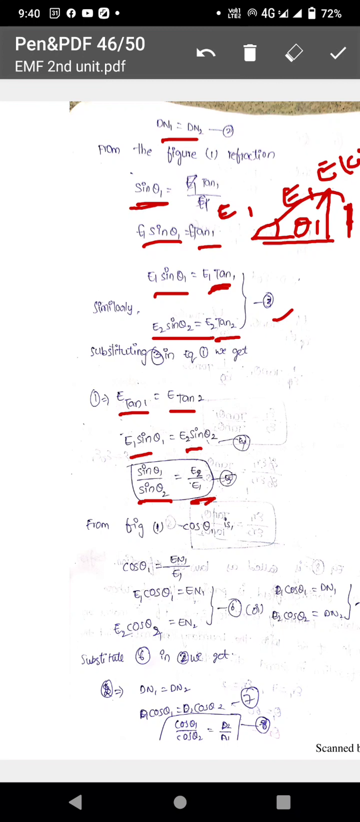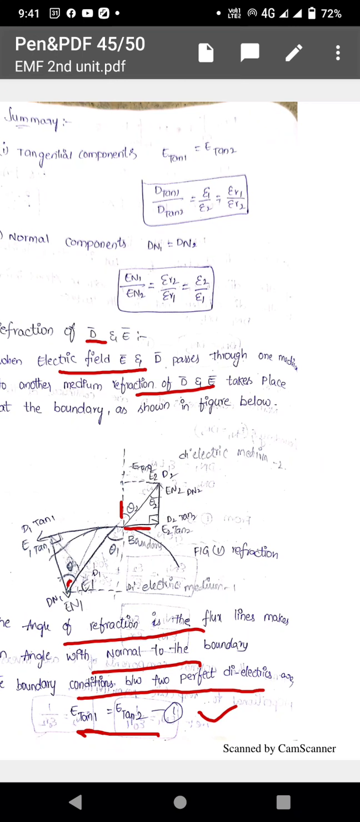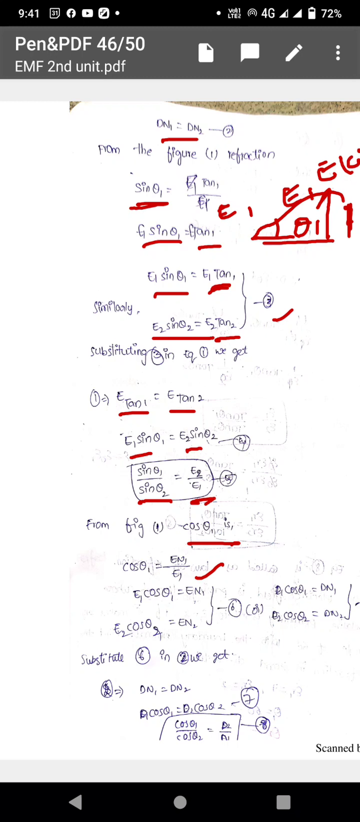From the figure, we can see cos theta 1 equal to En1 by E1. What is the figure? This is the diagram. From this diagram we can see E1 cos theta 1 equal to En1. If you apply the cos theta for this diagram, cos theta 1 equal to En1 by E1. From that, E1 cos theta 1 equal to En1. Similarly, E2 cos theta 2 equal to En2. Make it as equation number 6.